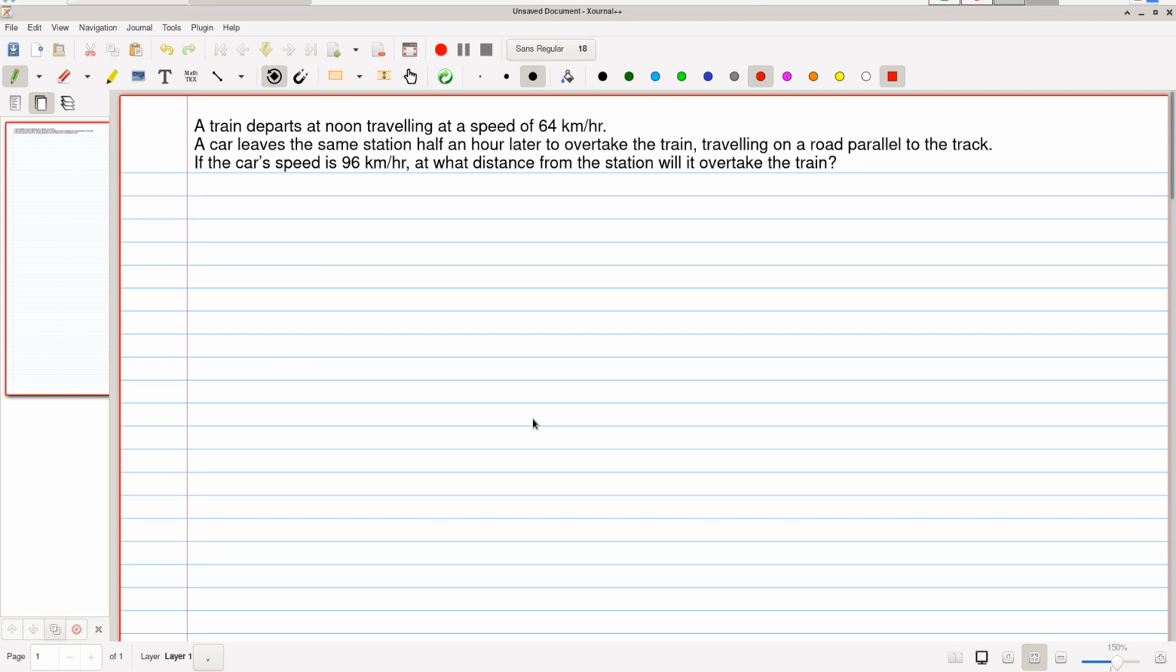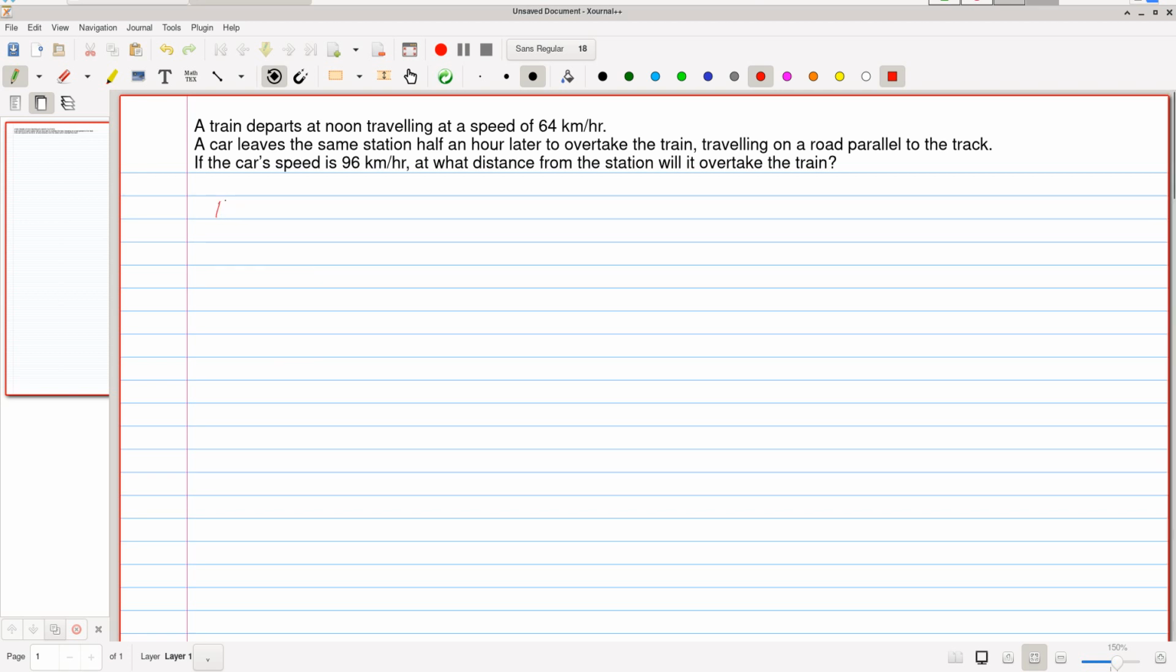A train departs at noon, traveling at a speed of 64 kilometers per hour. A car leaves the same station half an hour later to overtake the train, traveling on a road parallel to the track. If the car's speed is 96 kilometers per hour, at what distance from the station will it overtake the train? We're talking about speeds and distances, so I'm going to start by making a table.